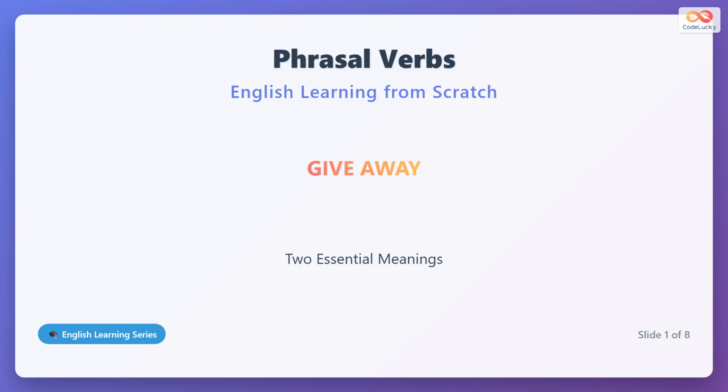Phrasal verbs are very important in English. Today we learn about give away. This phrasal verb has two essential meanings. First meaning is to donate or give something for free. Second meaning is to reveal a secret accidentally. Understanding both meanings helps you speak natural English.